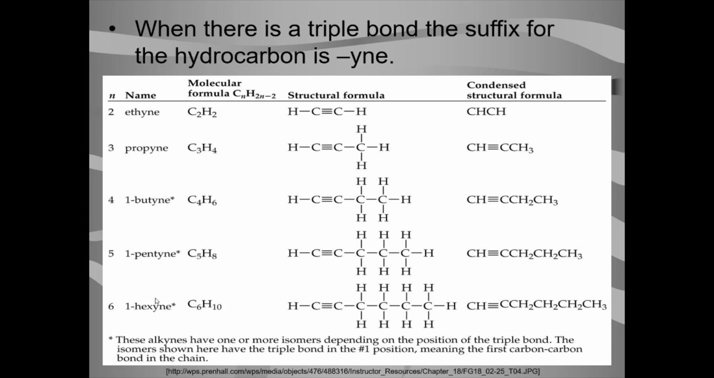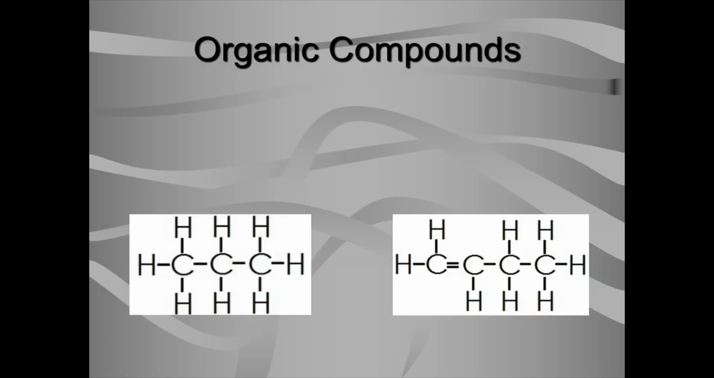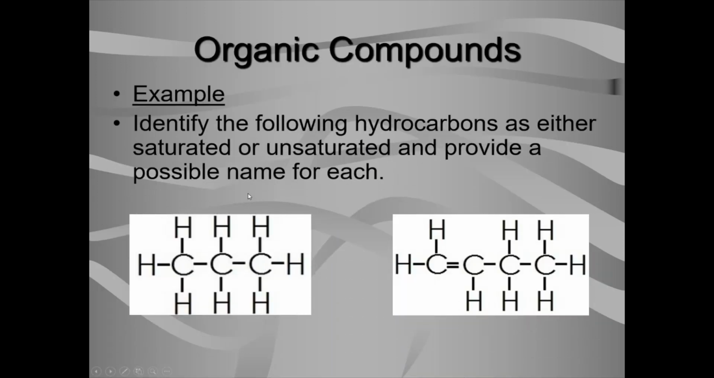So basically we're combining these root words, these prefixes, with the suffix, with 2 factors. 1 being the number of carbons, and 2, the type of bond that we see between the carbons. All right, so let's take a look at a few examples and see if we can practice this. We want to identify the following hydrocarbons as either saturated or unsaturated and provide a possible name for each.